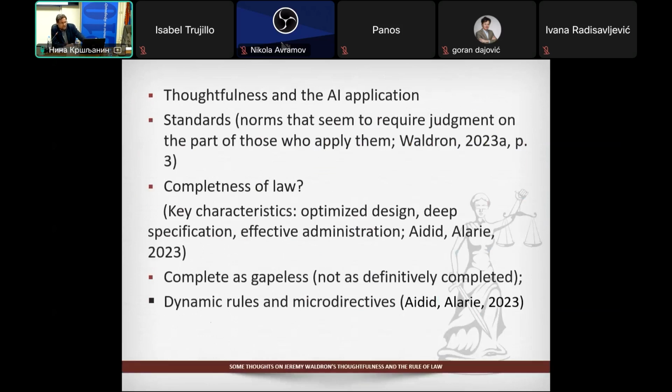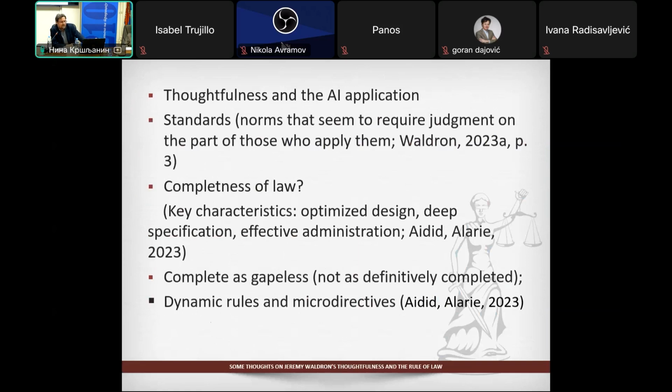As I already mentioned, thoughtfulness implies the application of standards, which, according to Jeremy Waldron, is not unacceptable. Actually, he believed that it will secure the realization of this value, and also principles. However, the question is, what will the application of AI-based systems bring?